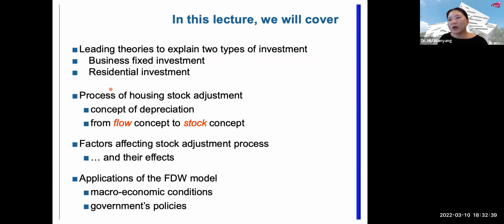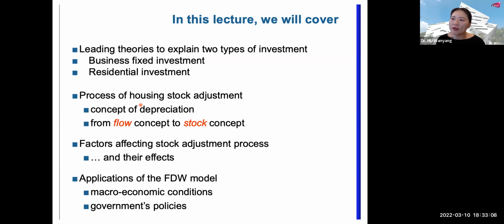So you can adopt some of the theory that we introduced here to understand residential investment. And then we are going to discuss the process of housing stock adjustment. We are going to talk about the concept of depreciation, and from the flow concept to the stock concept and how they are connected together. This is important because this is a part of the FTW that we are going to talk about at the end of the lecture, which is a very important topic for the entire course as well.